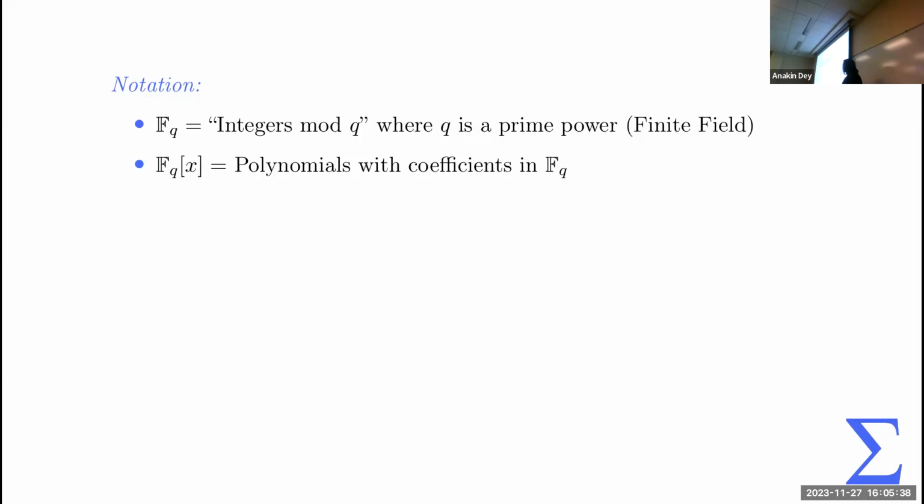And then you'll see this notation where I'll add an x to it, F_q[x]. These are polynomials where the coefficients live in this field. For example, if the field is the integers mod 3, then 2x squared is a polynomial in F_3[x], because x squared is a polynomial and the coefficient 2 lives in that field. So we're all happy.